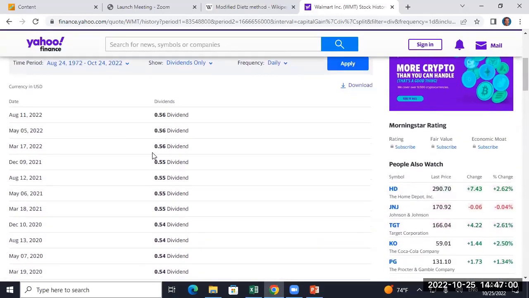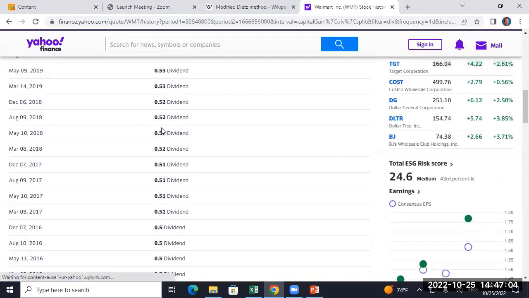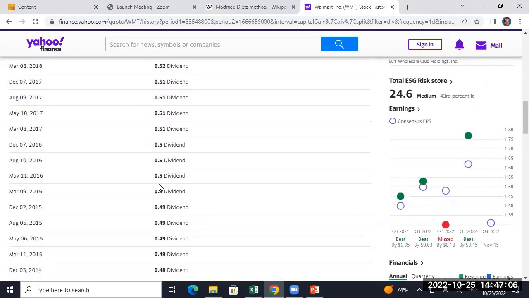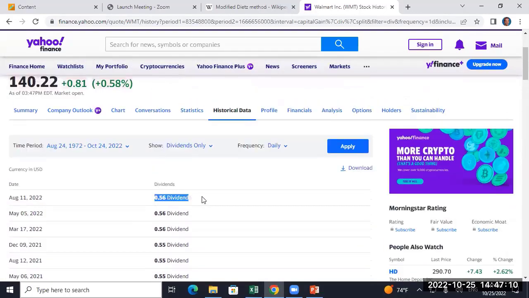They paid 56 cents, 55 cents, 54 cents, 53 cents, 52 cents, 51 cents, 50, 49, 48. Anybody want to guess their next dividend payment? Probably be 56 cents, right? They got 4 of those and then 57, probably. Or what if they do 72 cents next time? Or what if they do 40 cents? Will the stock market notice? Yeah, they'll definitely notice that.